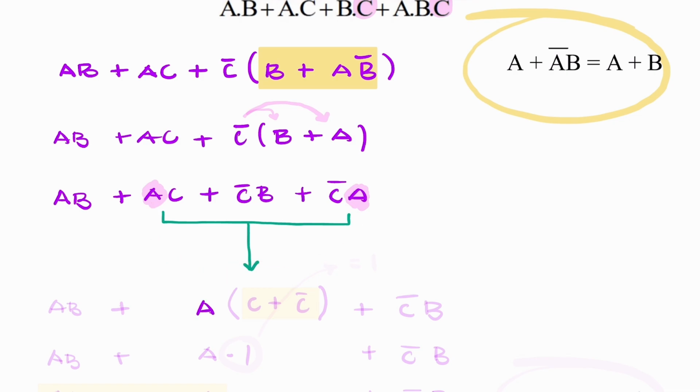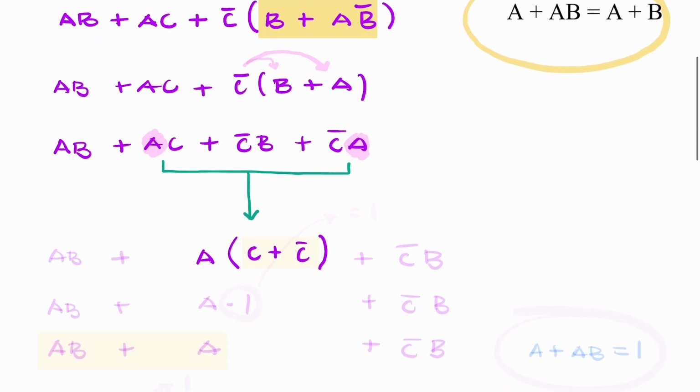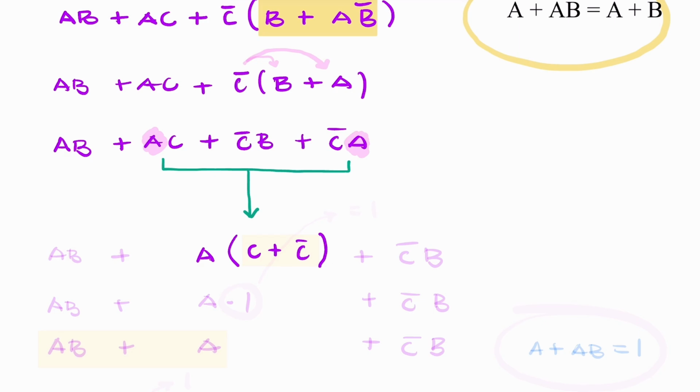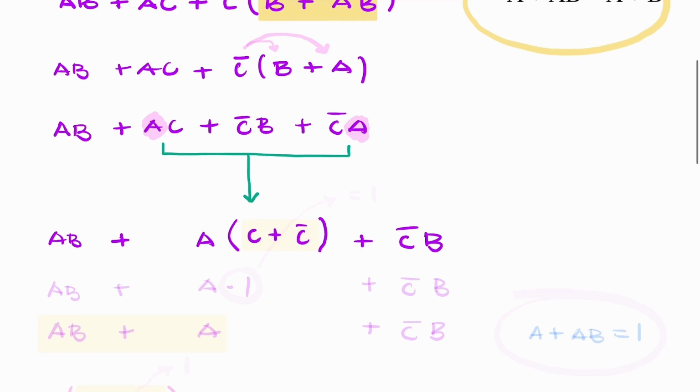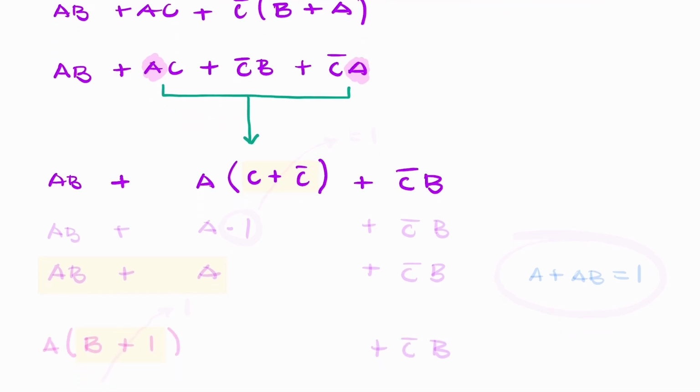and we can write those as A multiplied by C plus not C. So that's a common factor, and I can rewrite all the other terms. So that's AB plus that plus not C B. Now, if you look at C plus not C, that will always give you a 1.